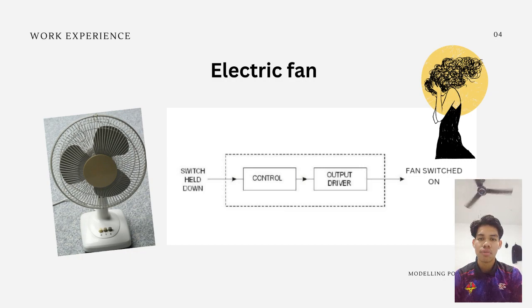This is the block diagram for electric fan. When the switch is held down, it sends a signal to the control circuit, which activates an input driver. The input driver then sends a signal to the fan motor to turn it on, causing the blade to spin and create an airflow. The fan switch could be a physical switch on the fan itself or a digital switch controlled by the control circuit.